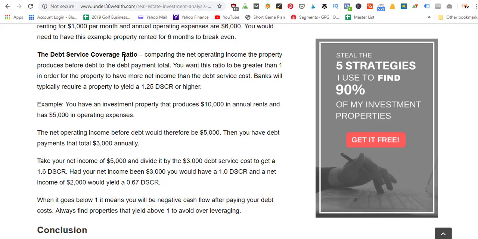So that's why banks want at least a 1.25 ratio, so that it gives a little bit of a buffer so that you're still making some net profit after you make your debt payments, and that covers you as well so that you can make sure you're not going to default on your debt.